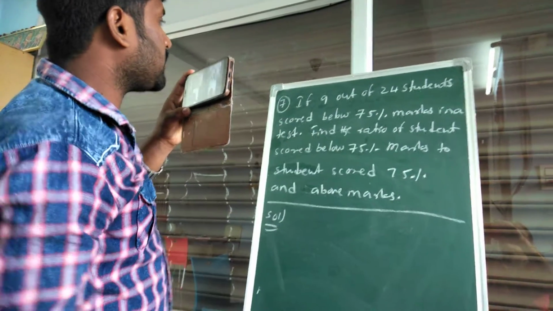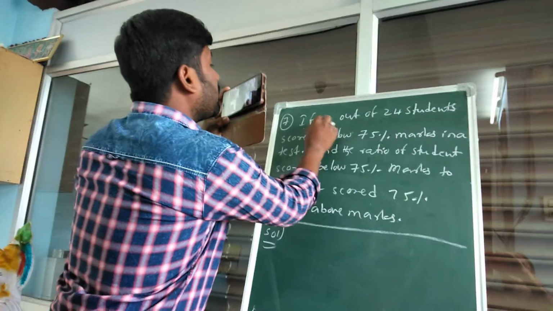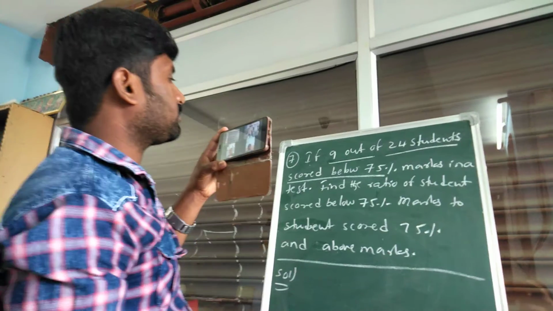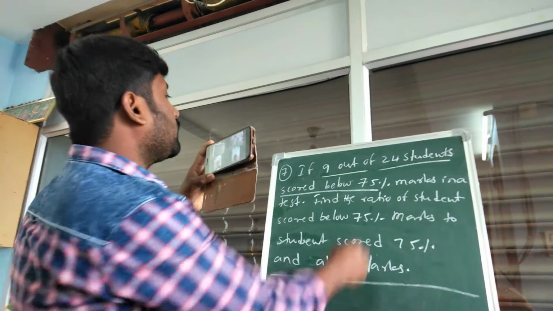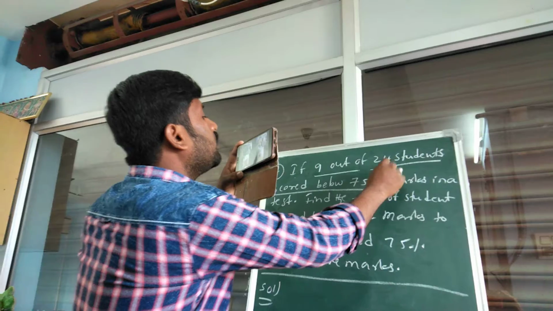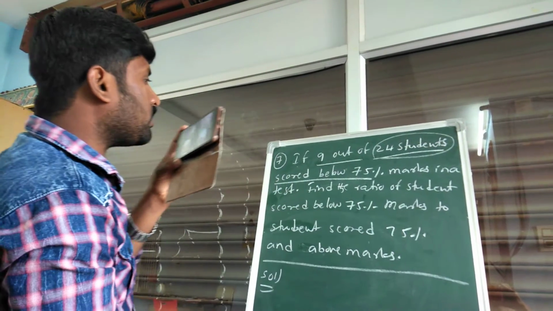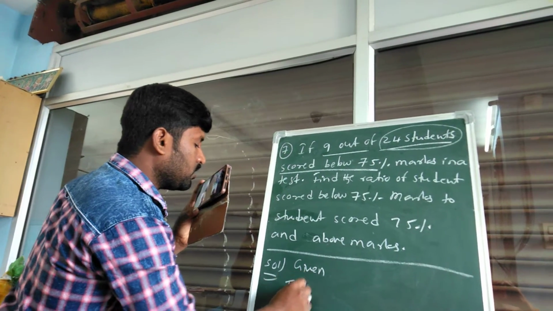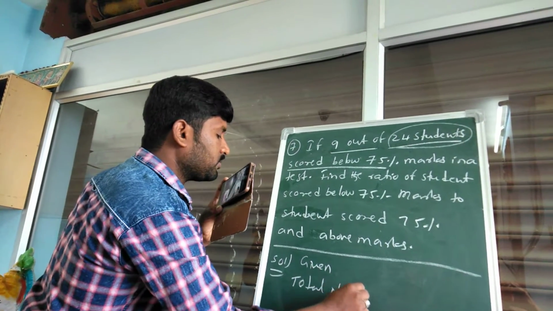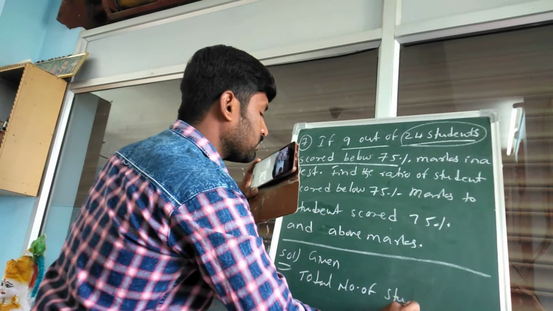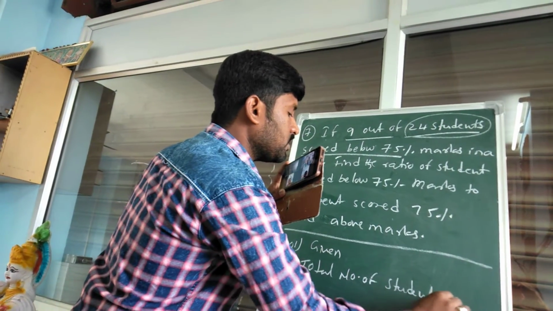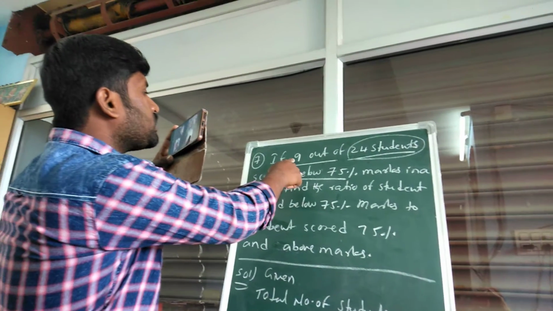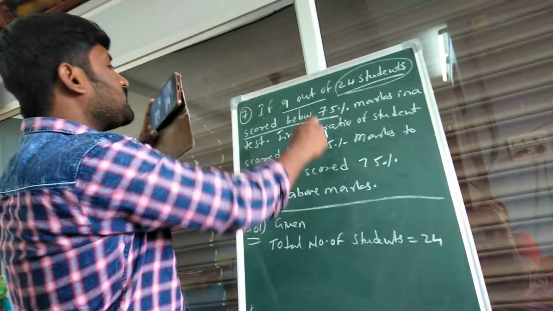Okay students, now see here, if 9 out of 24 students scored below 75. Total number of students how many? Total number of students is 24. The given data is total number of students is equals to 24. In that, 9 students scored below 75.